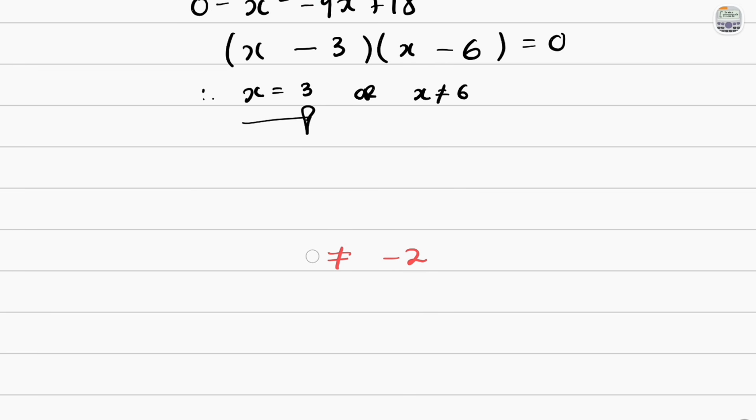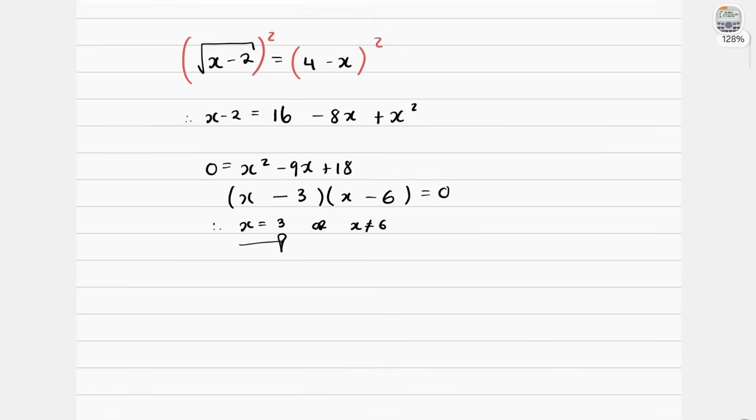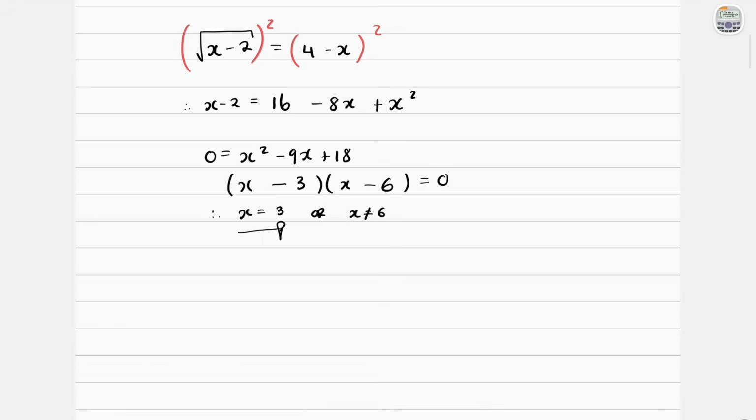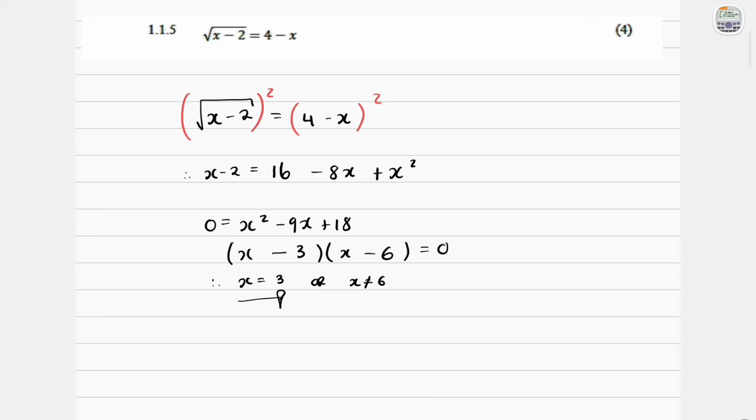And you need to show that you have cancelled that. So that answer is invalid, meaning x is equal to 3 only. And that is it for this question. Moving on to the next question.